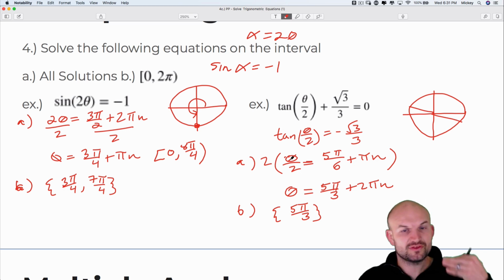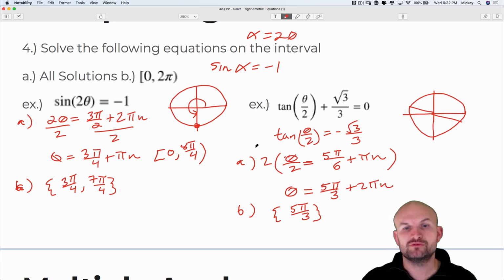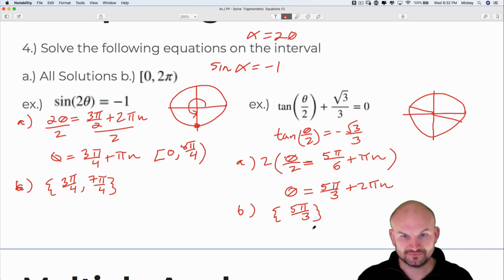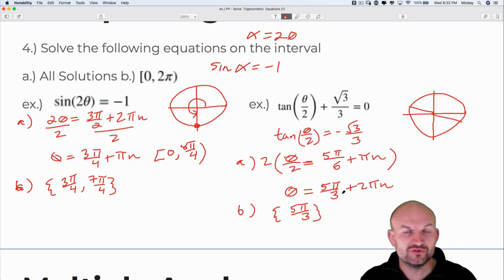But again, that's for theta divided by 2 equals 5 pi over 6 plus pi n. So then to solve for theta, I multiply everything by 2, which gives me 10 pi over 6, which is 5 pi thirds, plus 2 pi n. Make sure you multiply the 2 times everything. And then to find all the solutions, again, we just use different values of n.